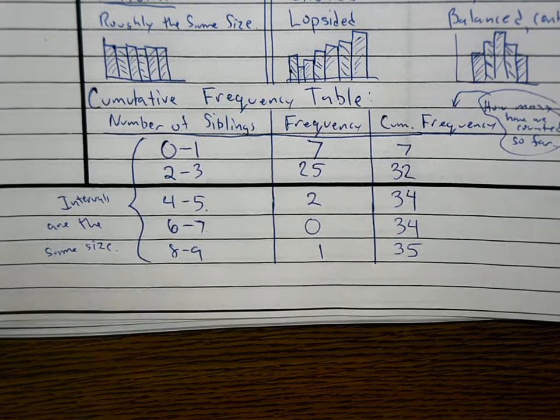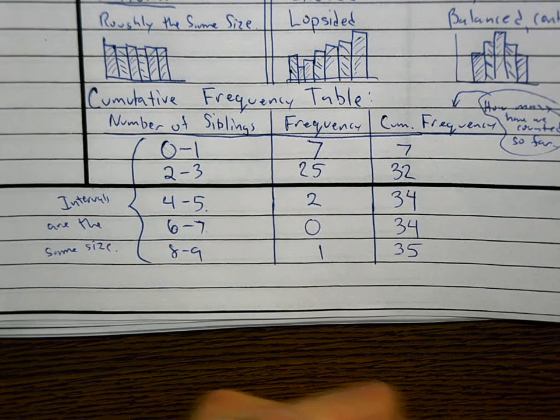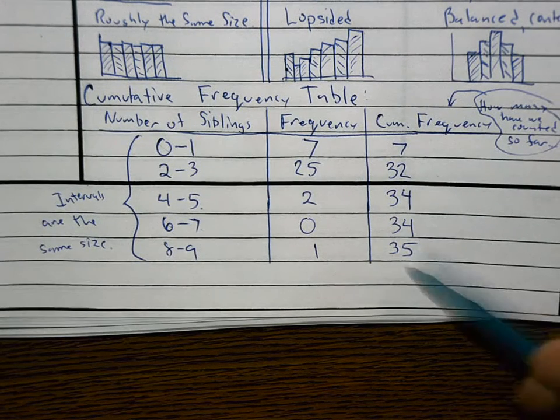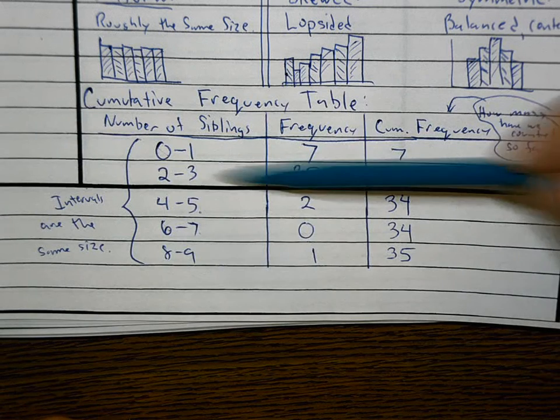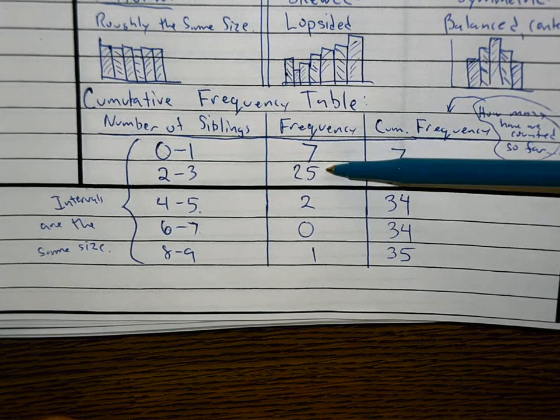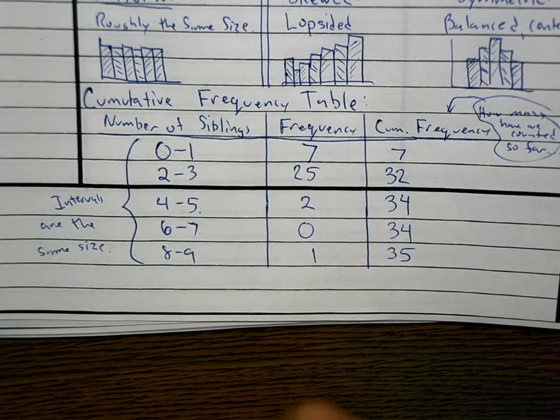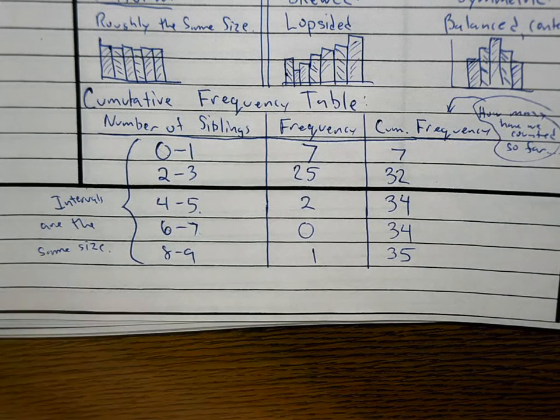That's how a cumulative frequency table works. You can now see how many total there are. So our biggest category, 2 to 3 siblings. Since this is our biggest, sometimes we could split it up if we wanted to, but right now this is perfect. Let's end our notes right there.